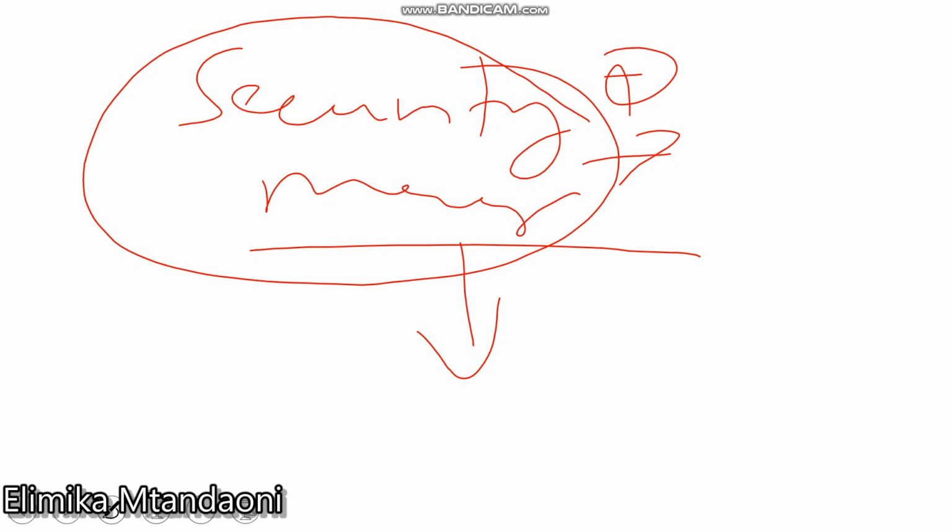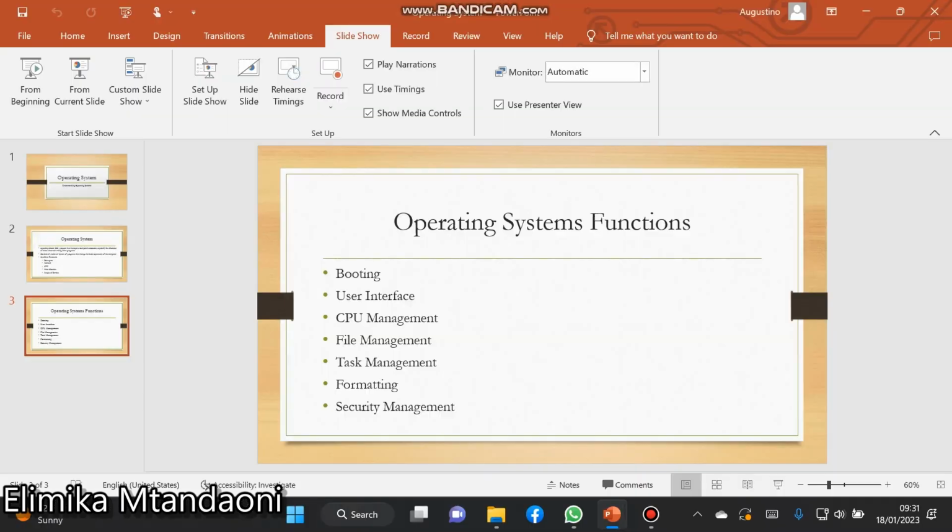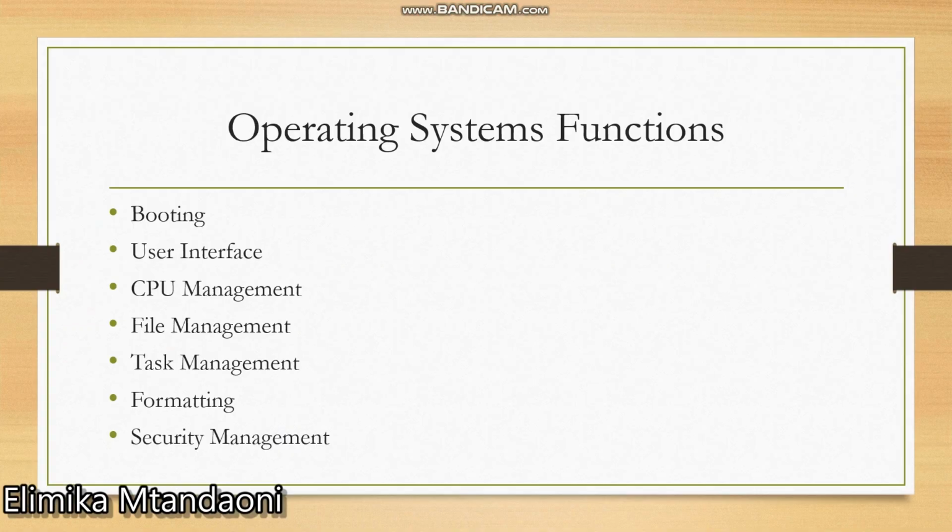We have been through quite a journey on what is an operating system. We have discussed what an operating system is and the principles of operating systems. In short, we have talked about the functions of the operating system: booting, user interface, CPU management, file management, task management, formatting, and security management.